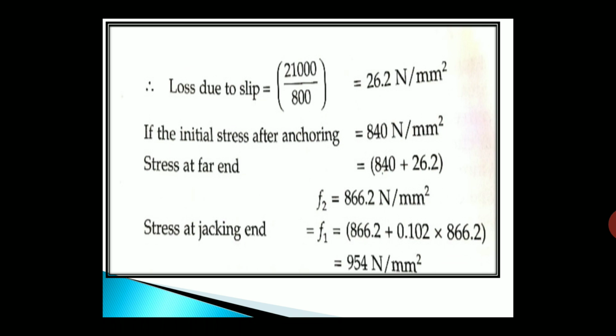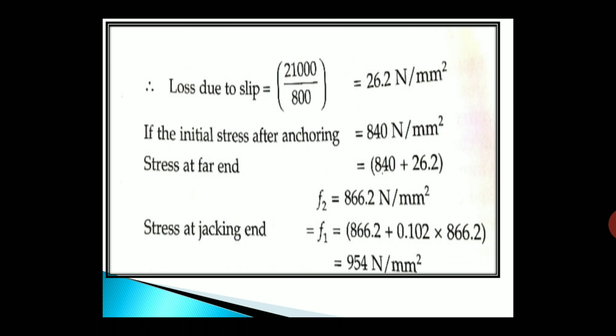The stress at the far end has to be such that it overcomes loss due to slip, whereas the stress at the jacking end should be such that it should overcome loss due to friction as well as loss due to slip. Hence, for an initial value of 840, when we are calculating at the far end, it becomes 840 plus loss due to slip only, whereas when we are calculating at the jacking end, it accounts for the loss of friction as well as loss due to slip.